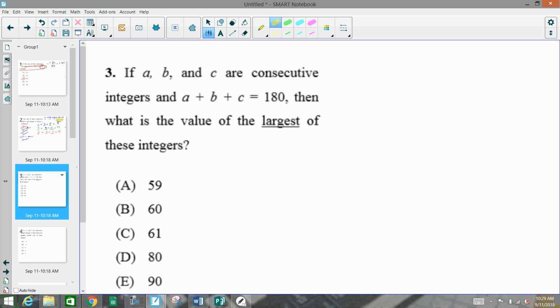What was the technique? Divide 180 by 3 and you get 60. There you go. Okay, guys, stay focused. A plus B plus C is equal to 180. If I divide 180 by 3, what number am I going to get? First, second, or third? The middle number. 180 divided by 3.